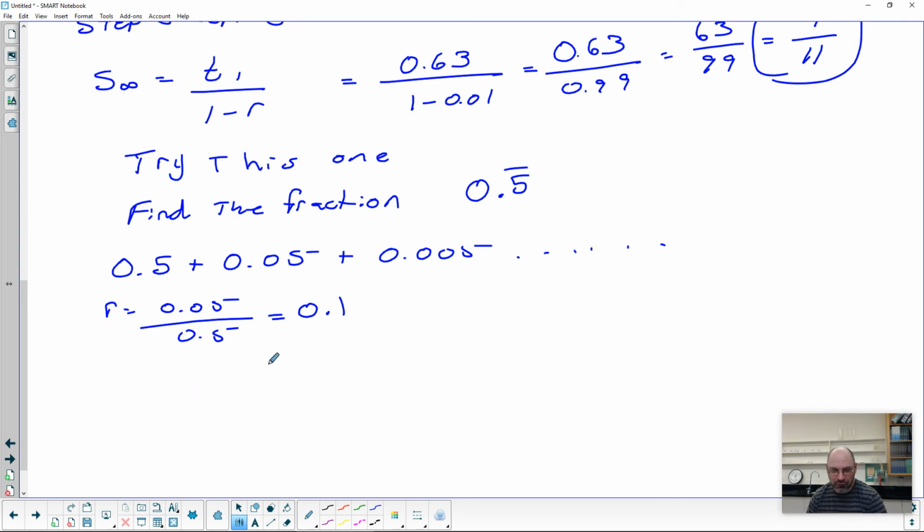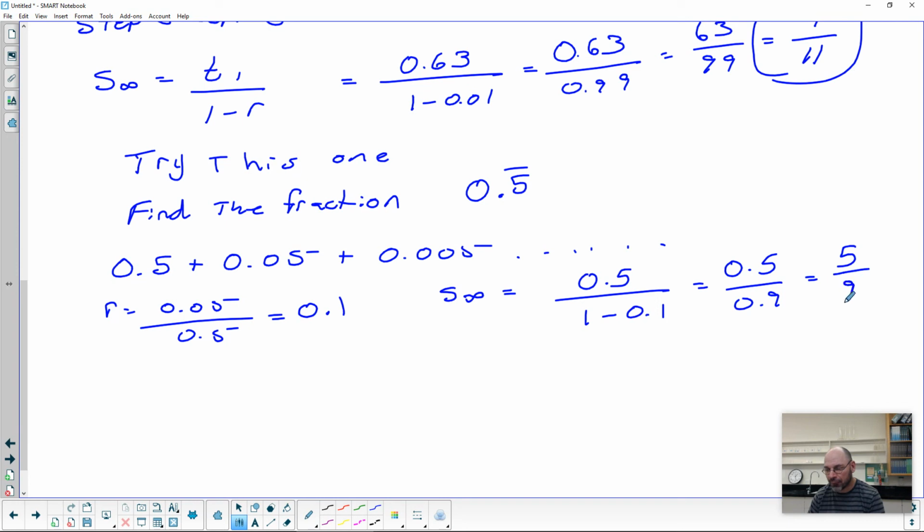And then we use the formula. Okay, so the formula S infinity is equal to T1, which is 0.5, over 1 minus 0.1. So this is going to be 0.5 over 0.9. And that would give us 5 over 9 if we remove the decimal. And that's pretty straightforward to do.